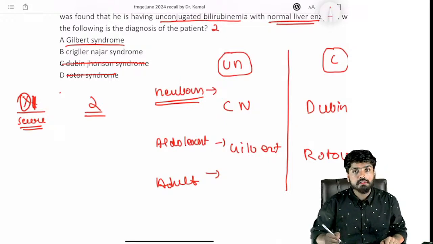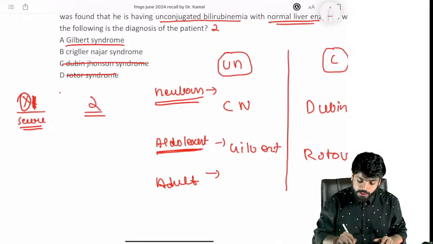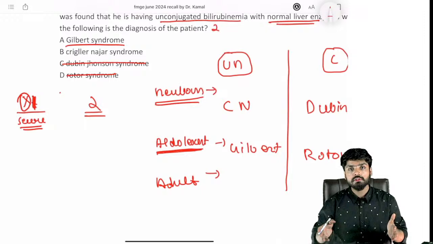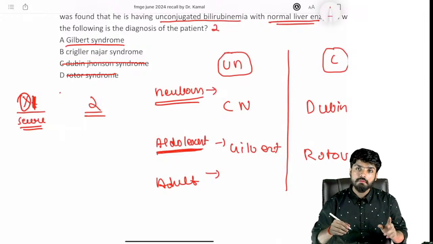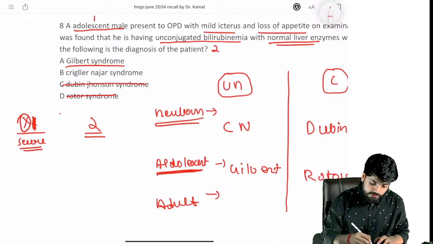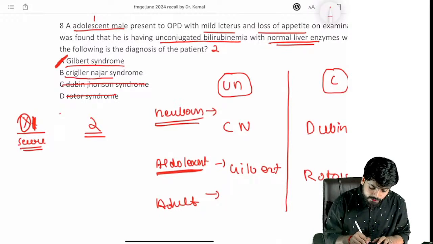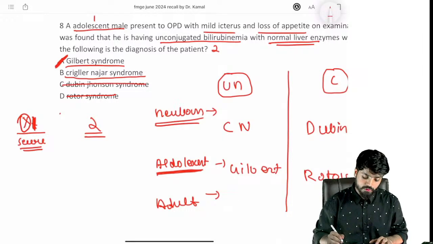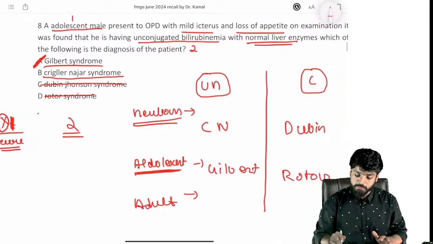Yes, there is a deficiency, but they are different parts. That's where the adolescent part comes in. Crigler-Najjar always manifests in newborns, in the early age of the person, but Gilbert syndrome comes in the adolescent phase. It's mild icterus, unconjugated bilirubinemia, in an adolescent. That's why the answer here is Gilbert syndrome. They didn't mention Crigler-Najjar type 1 or type 2, but we can simply rule them out on the basis of severity also. Dubin-Johnson and Rotor are differentiated on the basis of conjugated bilirubinemia.